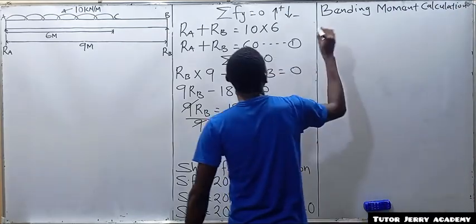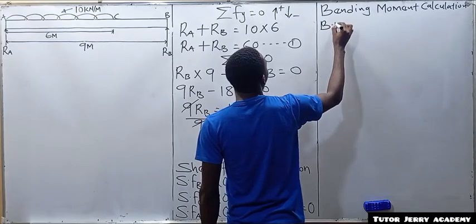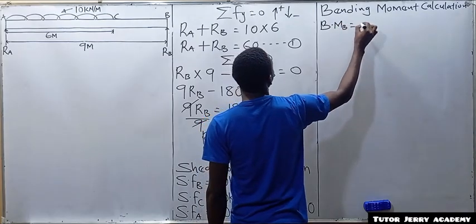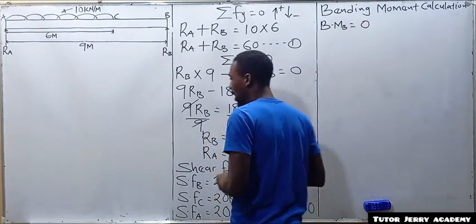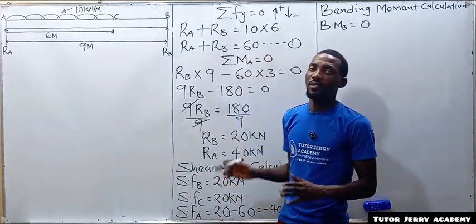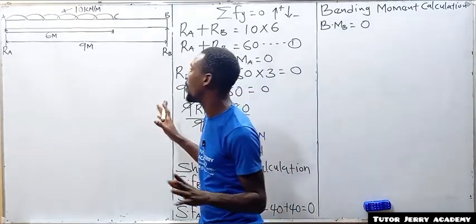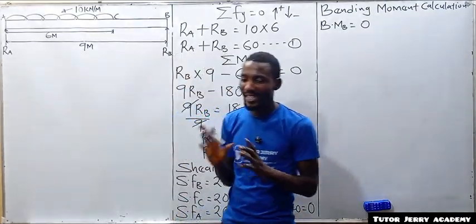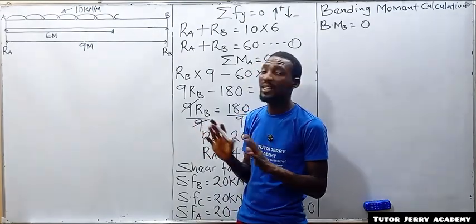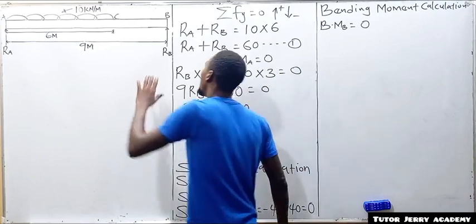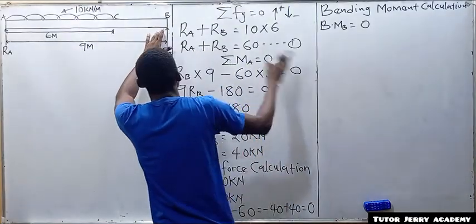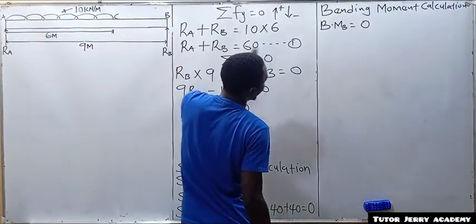All right, so the bending moment at point B will be equal to 0, because I have already told us that for a simply supported beam, the moment at the end of the beam is 0. If you stand at point B and look towards your right, we only have a force but no distance.